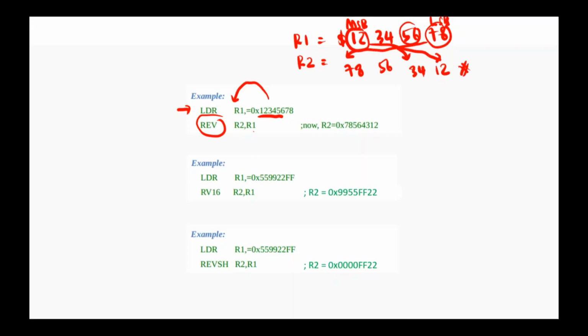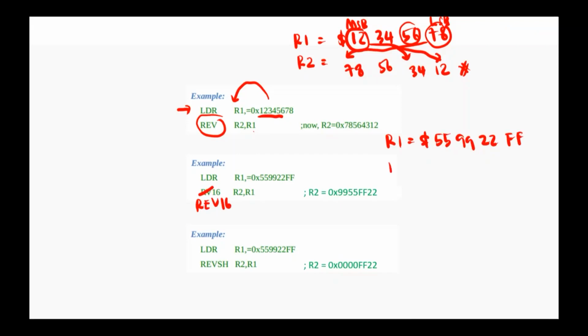Okay, next, we look at the second example. LDR R1, 0x559922FF. So what happened here is you're going to load this value to your R1: 559922 and FF. And after that, please do a correction here. This is not REV, this is REV16. REV16 R2, R1.